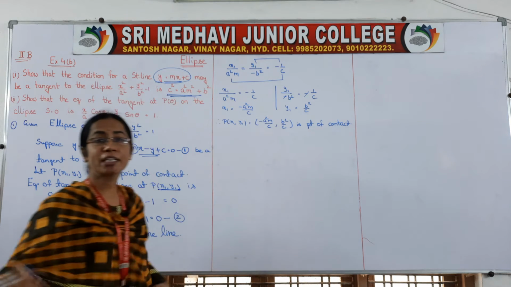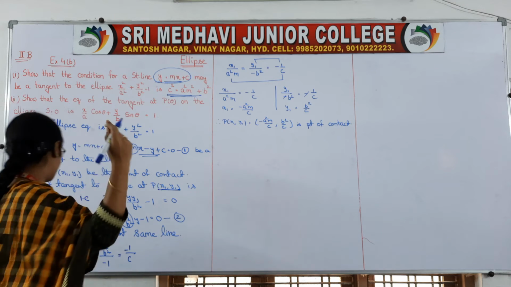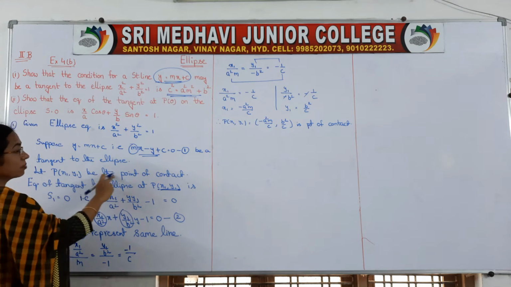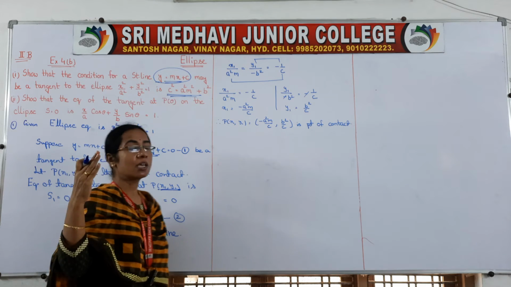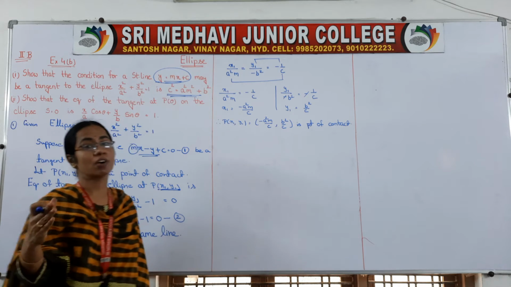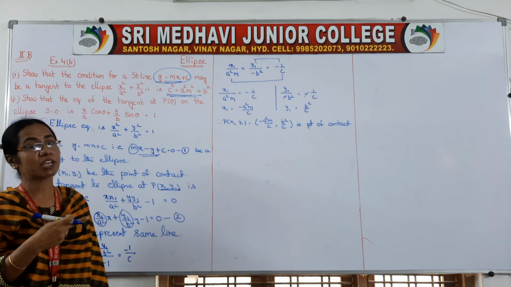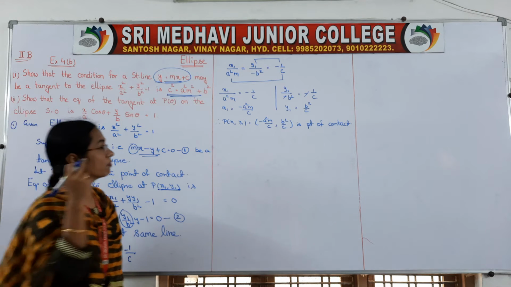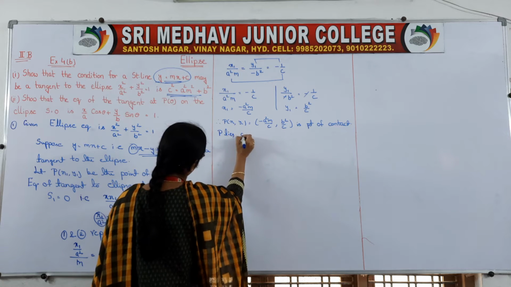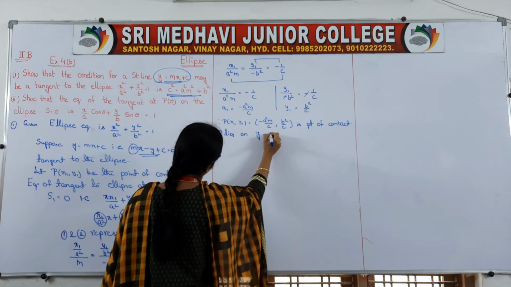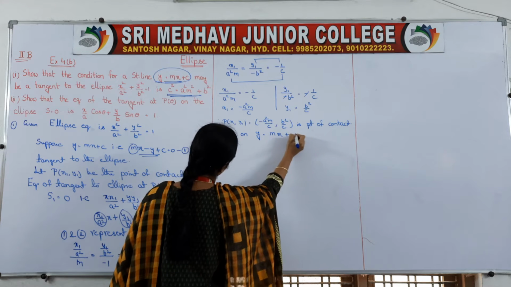So this point lies, isn't it? Here we have taken P(x1, y1) as the point of contact to this tangent. Tangent means the line which touches the curve at one point. That point we have taken as P(x1, y1). So P lies on which equation? y is equal to mx plus c.